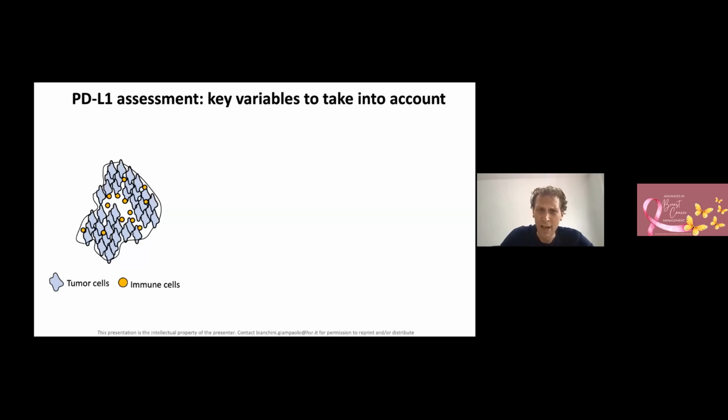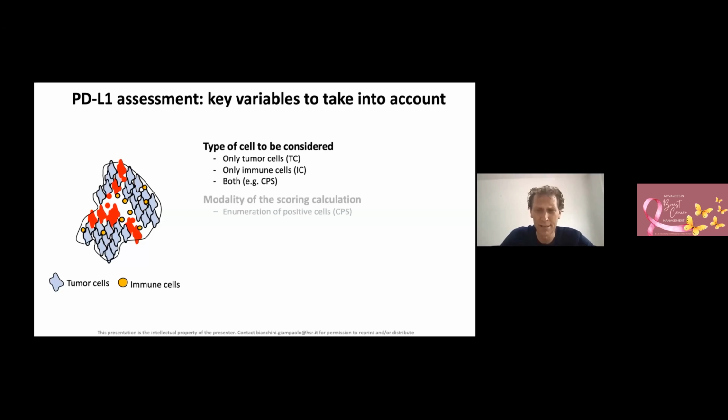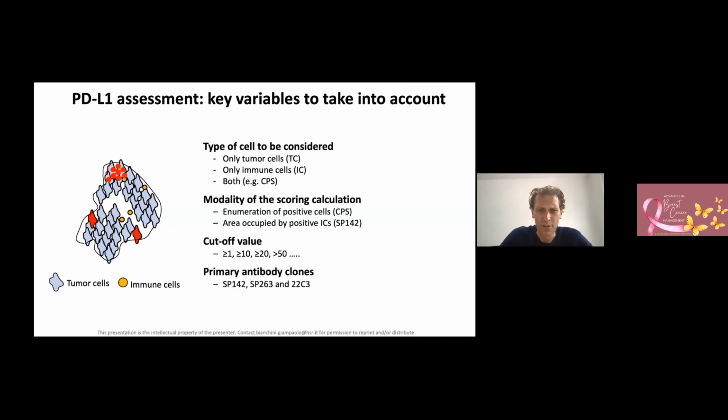And there are different ways how we can measure PD-L1, and I won't bore you with all the details, but we can look at either tumor cells or immune cells or a combination of both, as we do with the CPS assay. We can also count those cells in different ways by either counting positive cells or looking at a certain area and seeing whether it's occupied by positive immune cells. And there are different cutoffs. For breast cancer, we use 1 and 10, not 20 or 50 that are used, for example, in lung cancer. There are at the moment two main antibodies we need to talk about. One is SP142, the other one is 22C3. SP142 was used in the atezolizumab study, 22C3 in the pembrolizumab study. And I think that's really important because those antibodies describe very different populations.